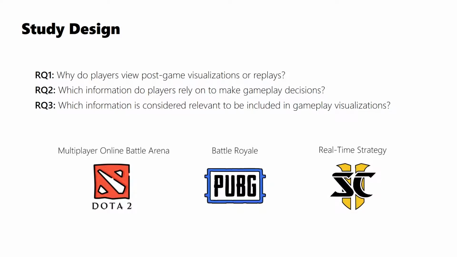In order to understand how these are affected by different gameplay mechanics, these questions were investigated with players of 3 competitive online games, covering 3 popular genres, including Dota 2, a multiplayer battle arena game, PUBG, a battle royale game, and StarCraft 2, a real-time strategy game.